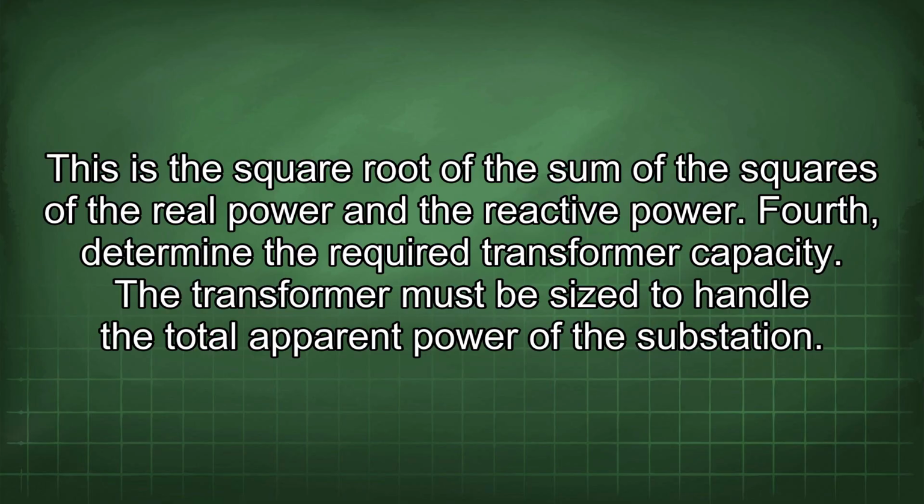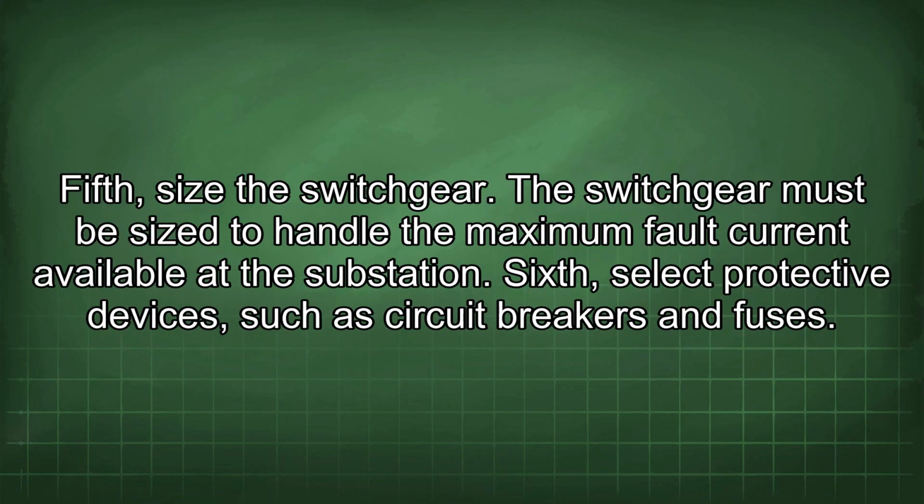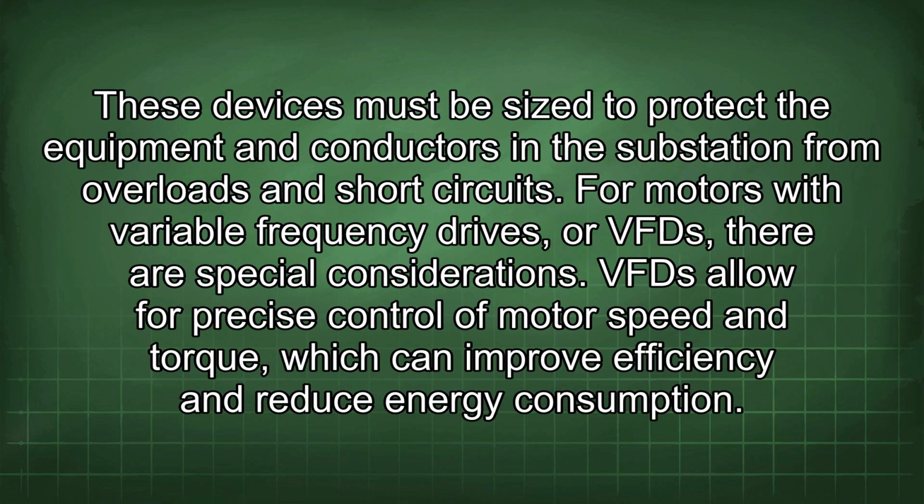Fourth, determine the required transformer capacity. The transformer must be sized to handle the total apparent power of the substation. Fifth, size the switchgear. The switchgear must be sized to handle the maximum fault current available at the substation. Sixth, select protective devices, such as circuit breakers and fuses. These devices must be sized to protect the equipment and conductors in the substation from overloads and short circuits.